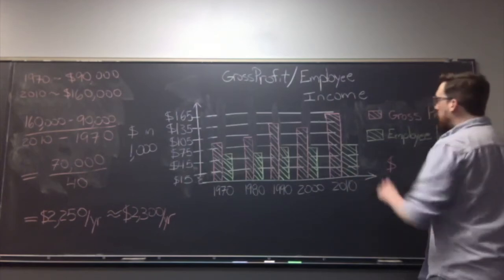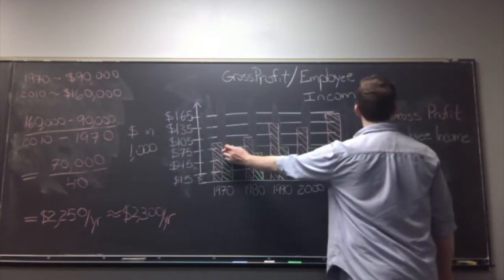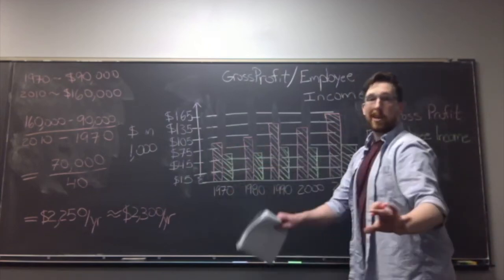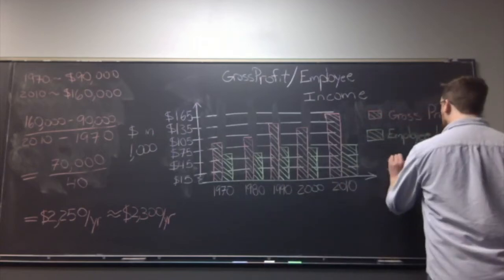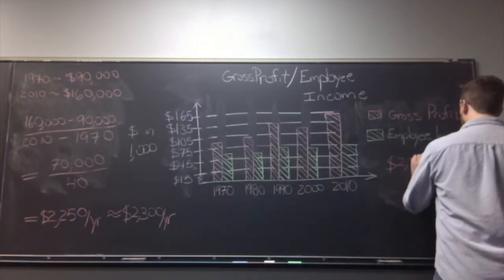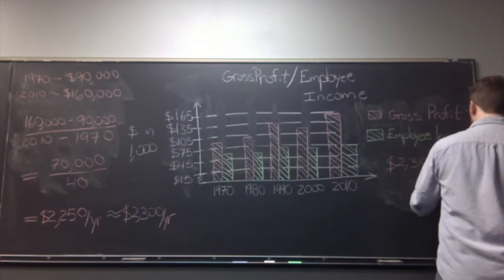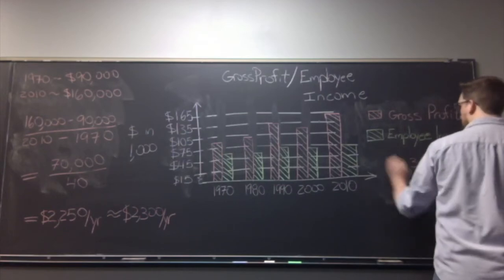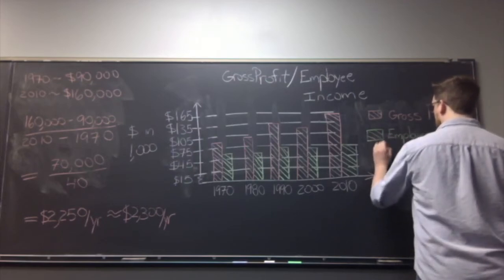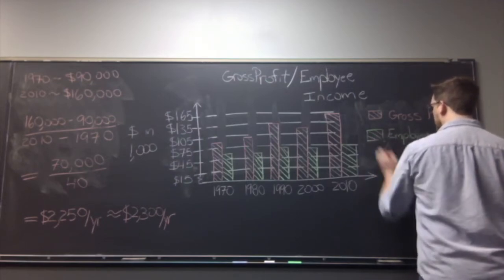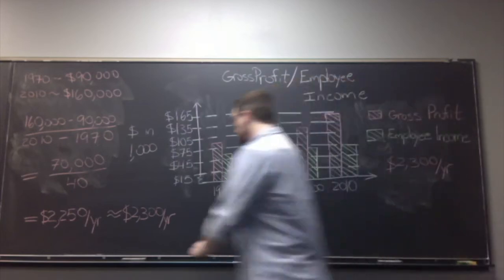And I'm going to keep it in the same color as what we wrote gross profit with, just to make it easier to keep track of what everything is. So 2,300 per year. And I'm going to call these yearly rates, but I'll write that down in a minute.